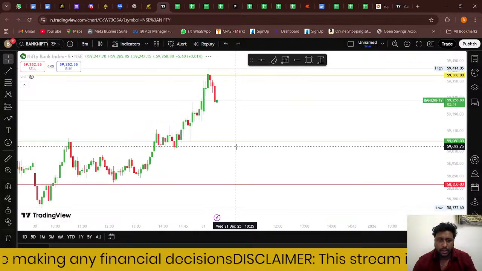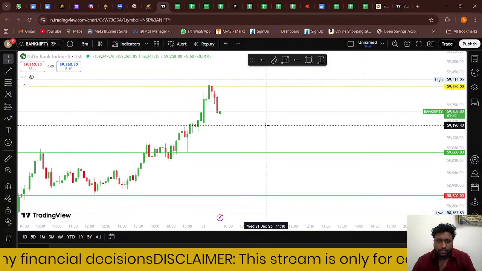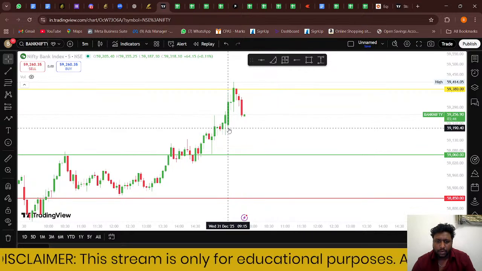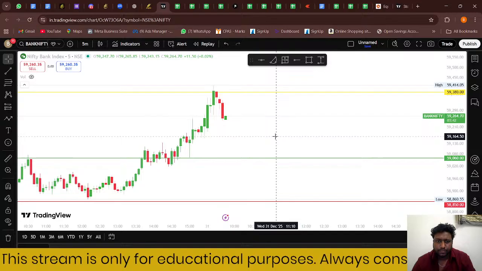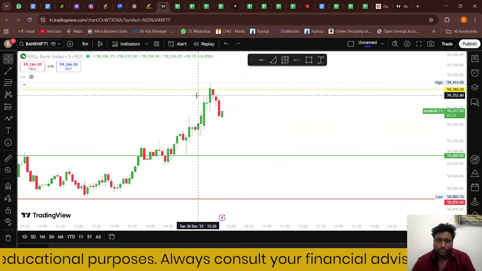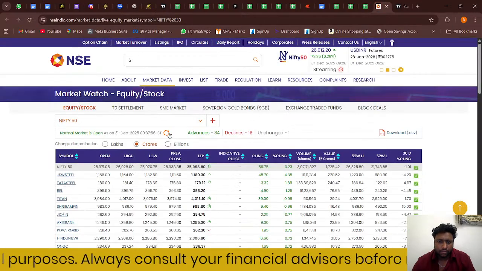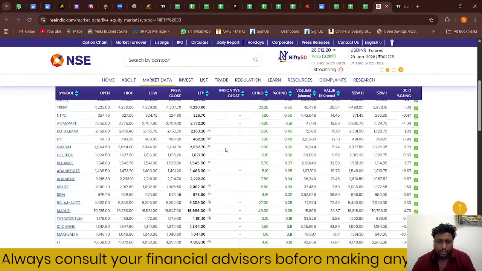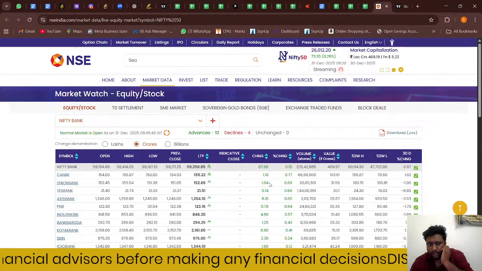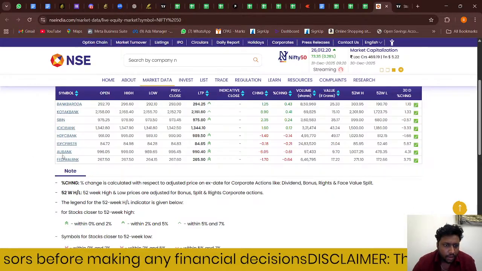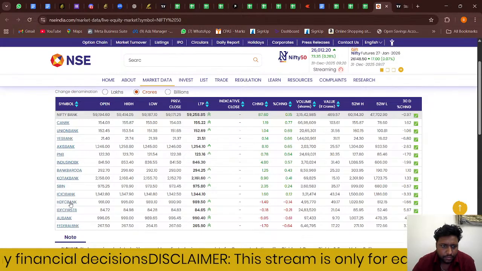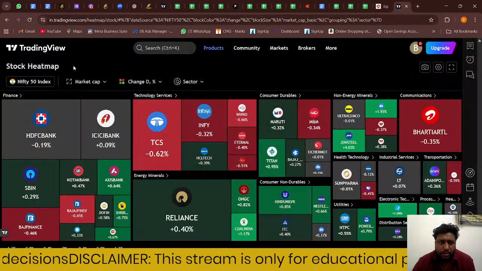And Nifty also dropped, but not up to our day's low. We'll see. It is still unchanged on Bank Nifty, on the banking sector. If we see, 10 are advancing. HDFC Bank is dragging a little bit, and also the IT segments.